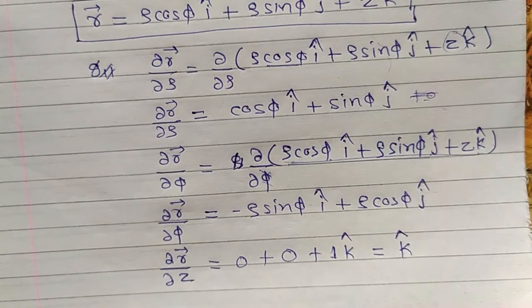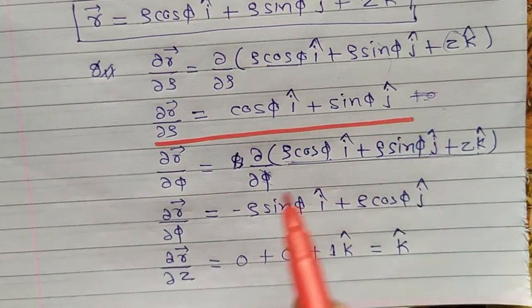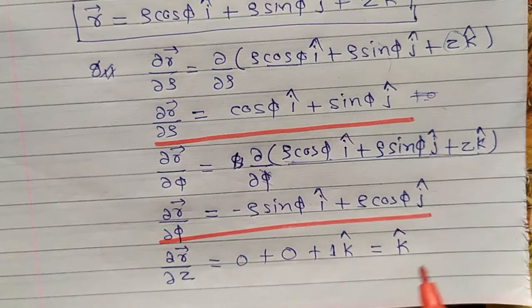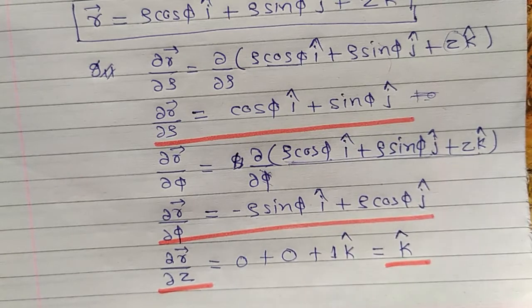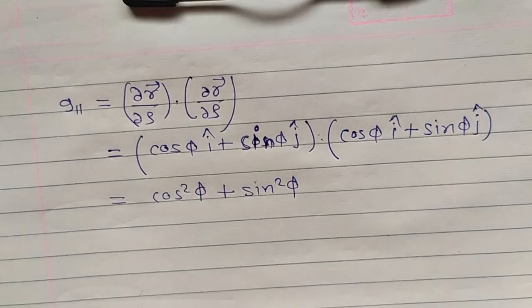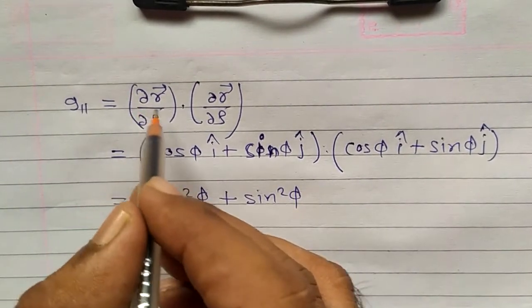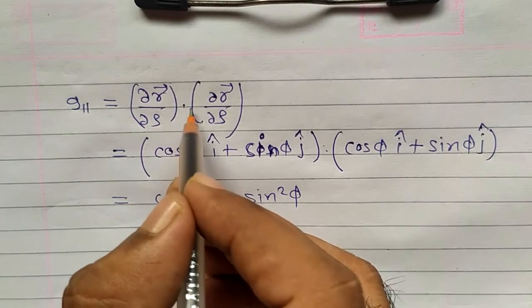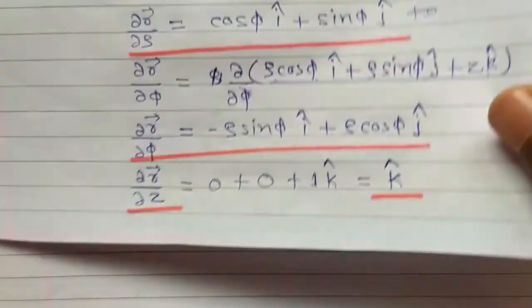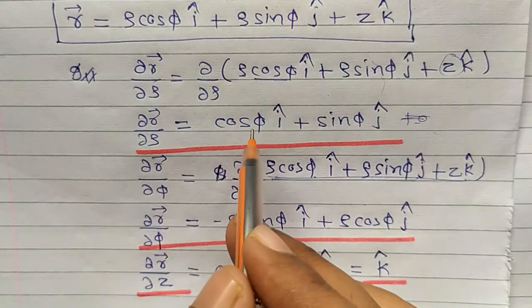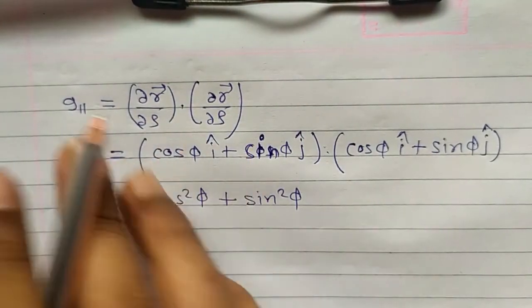Okay, so I will highlight this. This is what we found, then this is what we found, and this part. Okay, and these we are going to use now in order to find the metric coefficients G11, G22 and G33. So we wanted to find G11 and it will be like this. I just wrote it, delta R bar by delta rho dot delta R bar by delta rho, and we have found that delta R bar by delta rho is equal to cos phi I cap plus sin phi j cap. So I'm going to carry it here: cos phi I cap plus sin phi j cap.